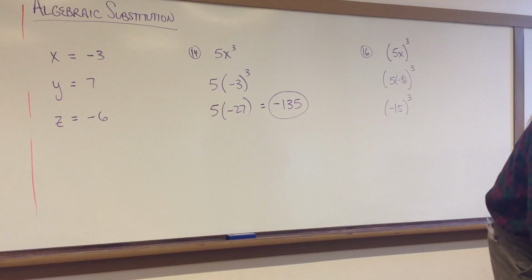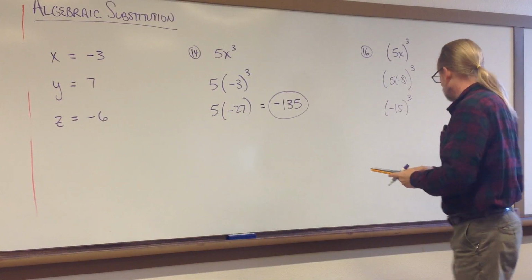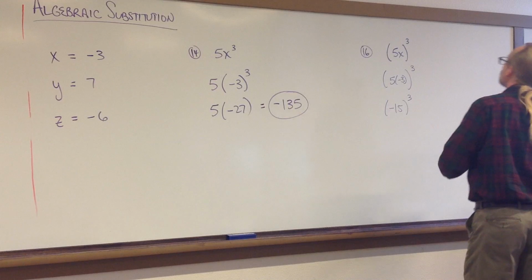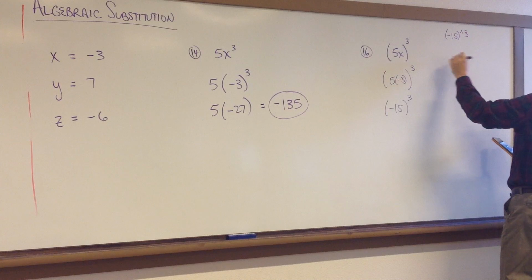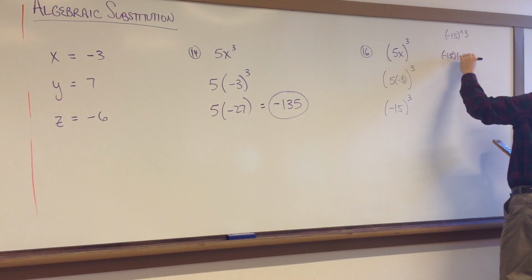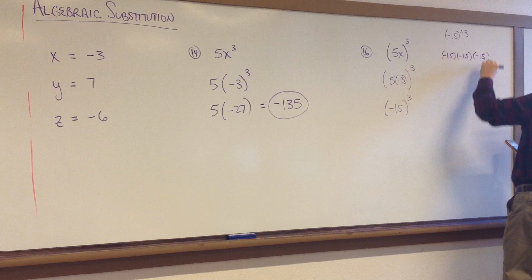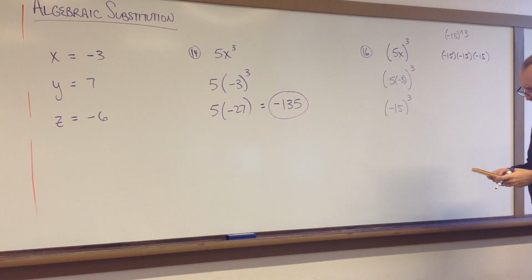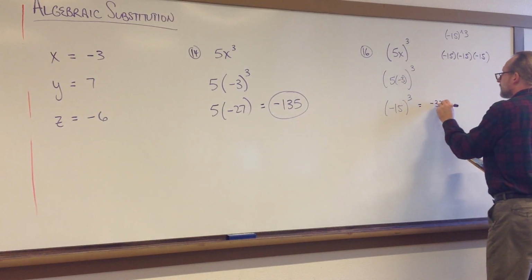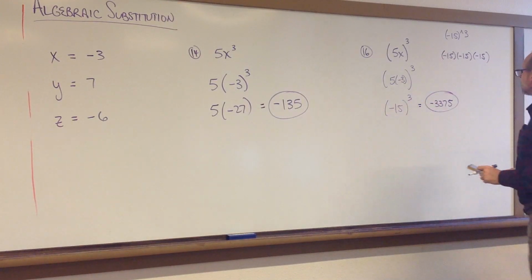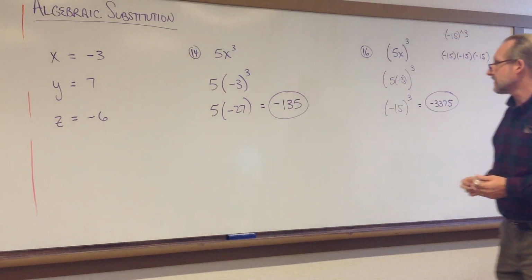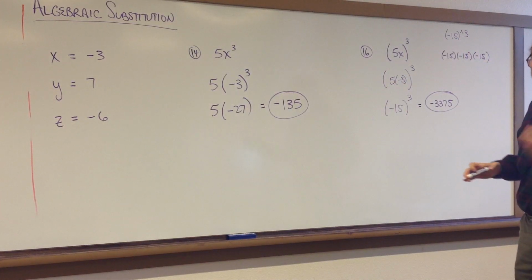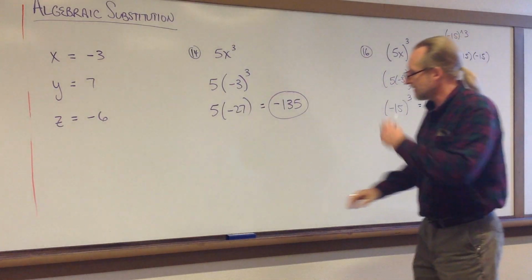And this is a good one for the calculator. With the calculator, you can do this. It's the same thing. Negative 15 times negative 15 times negative 15. And so this will be negative 3375. And again, notice that these are two different answers. The key here is the order that we perform these operations in.